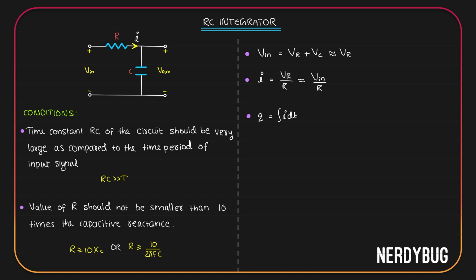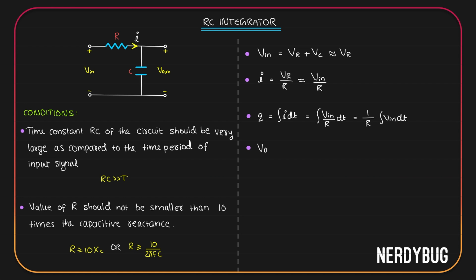But I is V in by R, so we can write integral V in by R dt. 1 by R is a constant. Let's take it out of the integration. 1 by R integral V in dt. This is the charge in the capacitor at a time t.